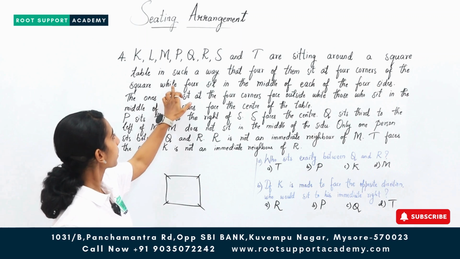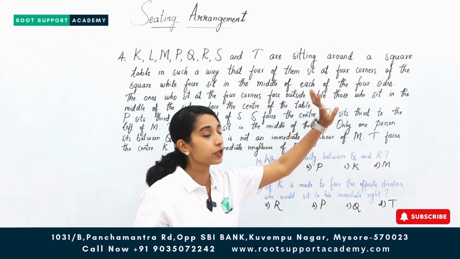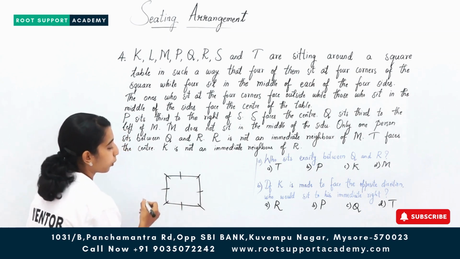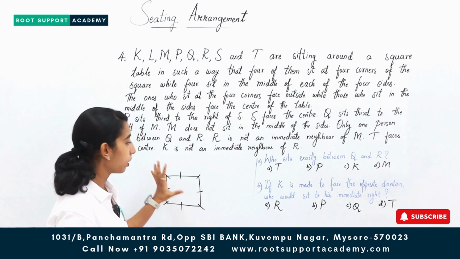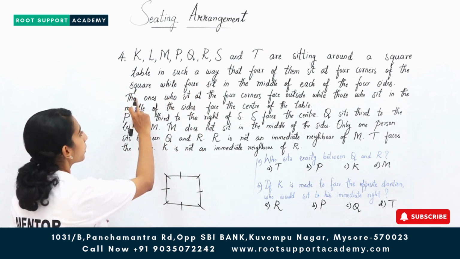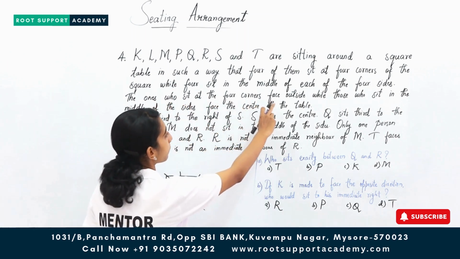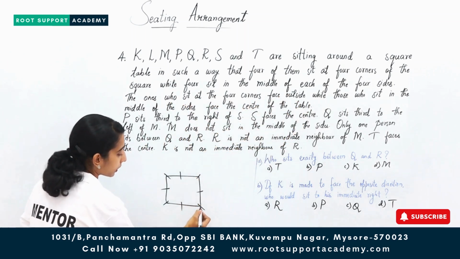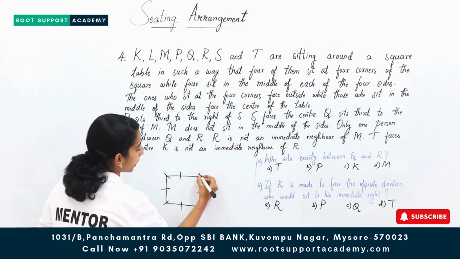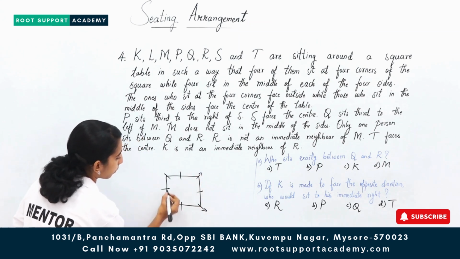4 people are sitting at the corners while 4 sit in the middle of each of the 4 sides. Here in the middle, 1, 2, 3, 4. 4 people are sitting in the middle, 4 people are sitting in corners. Next, the ones who sit at the 4 corners face outside. So you can just put arrow marks like this.